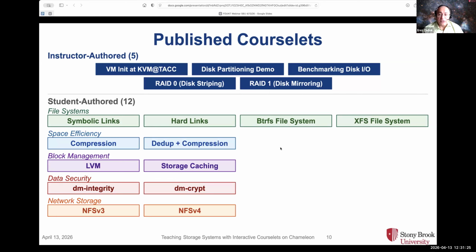And then, of course, you can run the benchmarking courselet on top of it to test that your performance is actually improving. The next were on data security. One was using the device mapper, a virtualization layer in Linux, to run integrity checking, or basically checksumming of every block. And the other one was on encrypting.